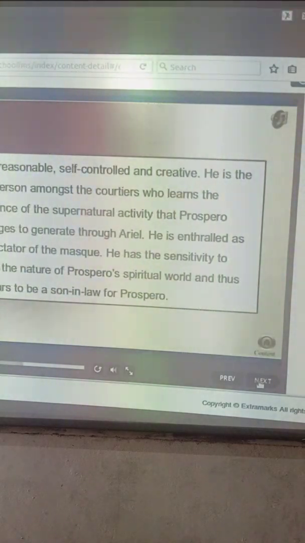He is reasonable, self-controlled, and creative. He is the only person amongst the courtiers who learns the relevance of the supernatural activity that Prospero manages to generate through Ariel. He is enthralled as a spectator of the masque. He has the sensitivity to grasp the nature of Prospero's spiritual world and thus appears to be a son-in-law for Prospero.